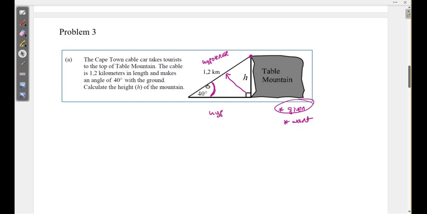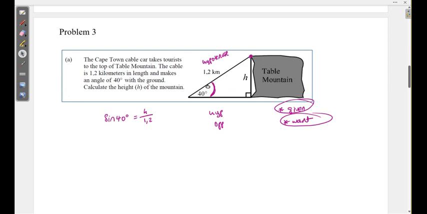And then the one that you want is this one. What is the relationship between the angle and the one you want? It's opposite. Then the ratio that talks about hypotenuse and opposite, good people, that can only be what? That can only be sine. So we shall say sine 40 degrees is equal to the opposite side, which is h, over the hypotenuse side, which is 1,2 kilometers.